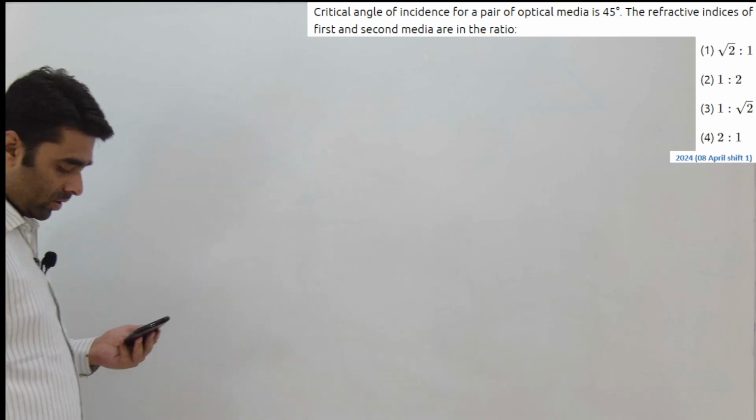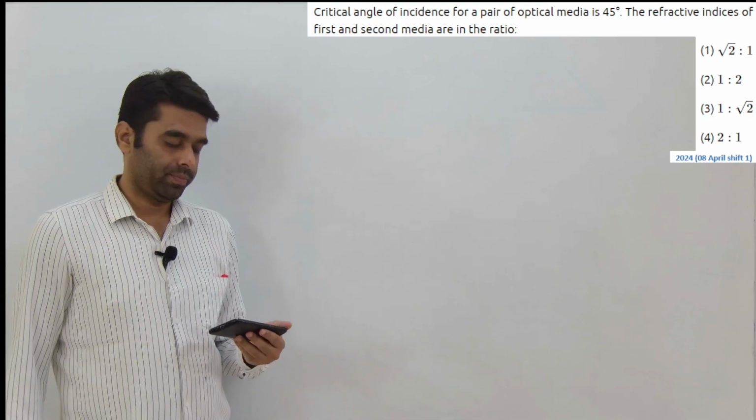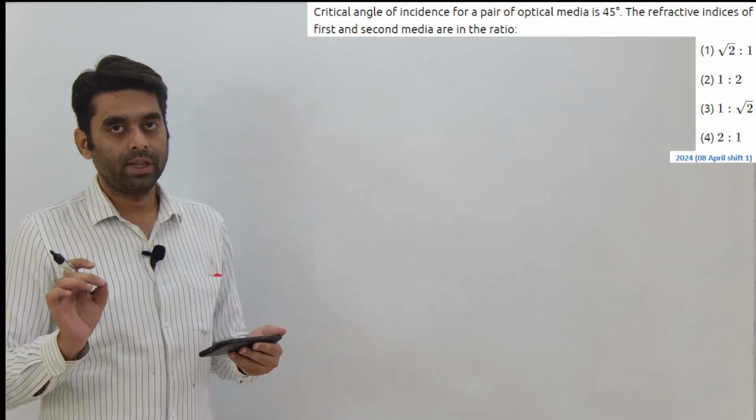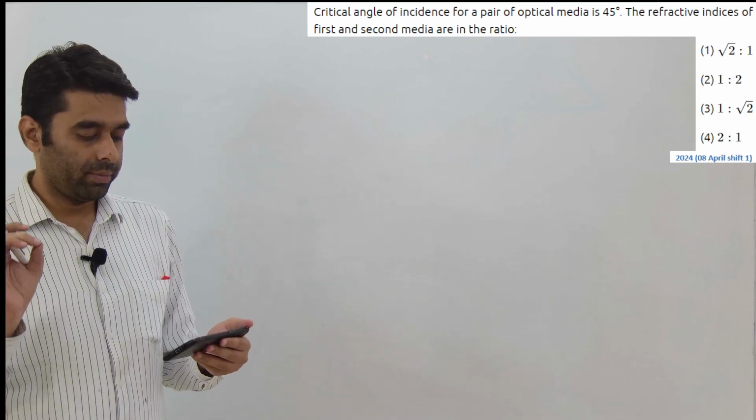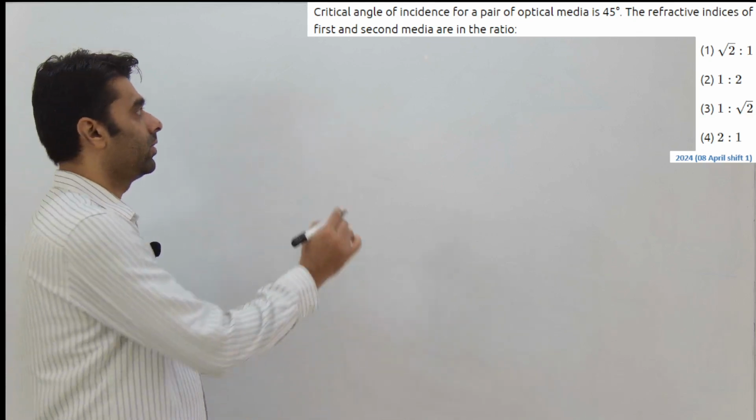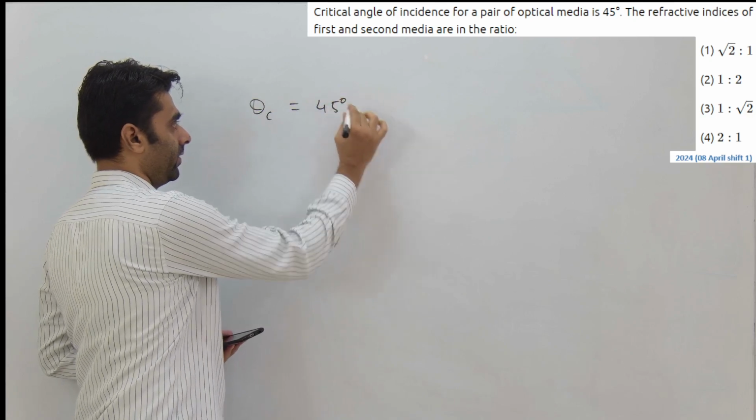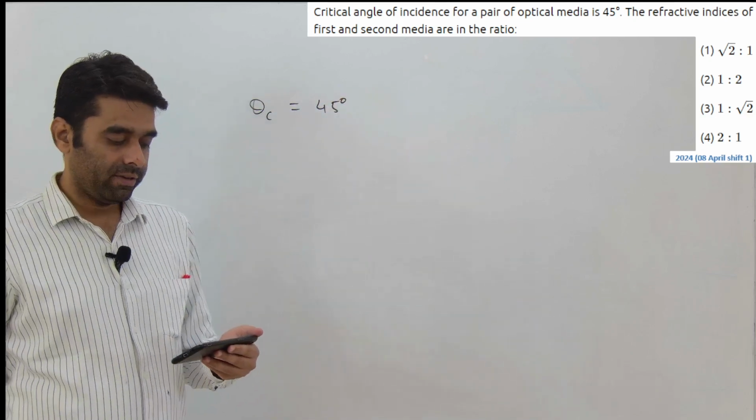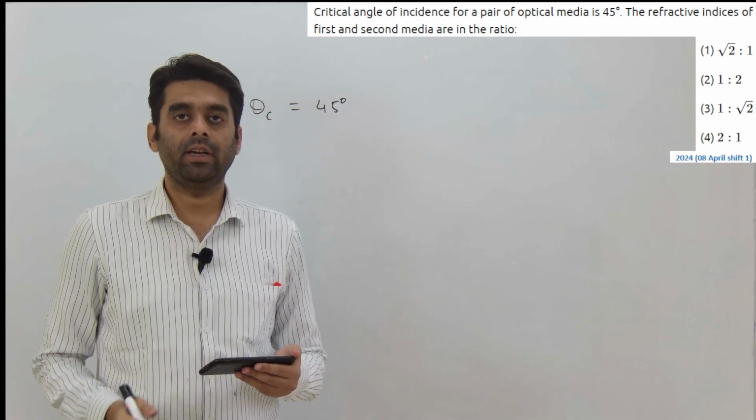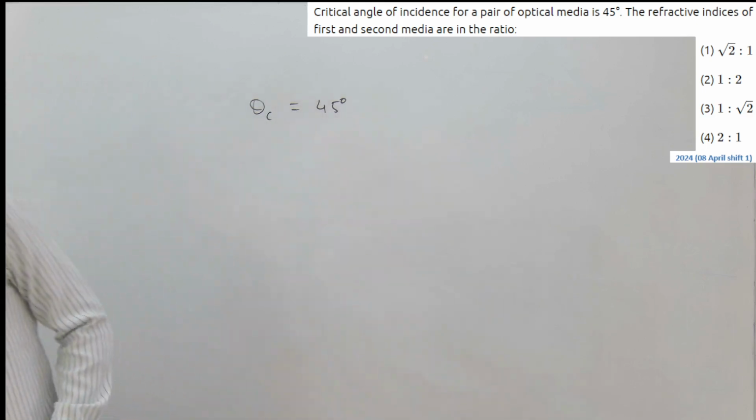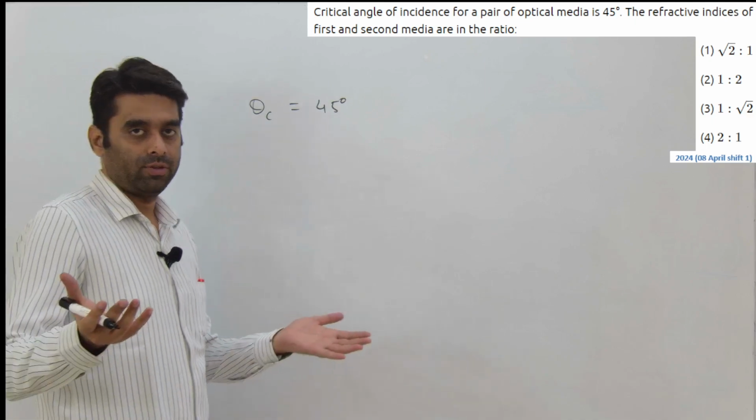So the question we have: the critical angle of incidence for a pair of optical media is 45 degrees. That means theta critical is given to us as 45 degrees. The refractive indices of the first and second media are in the ratio... So it's a direct formula based question.